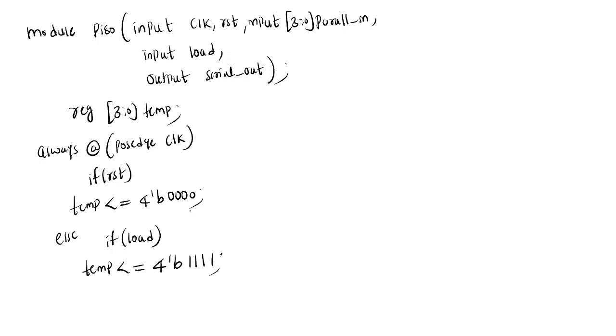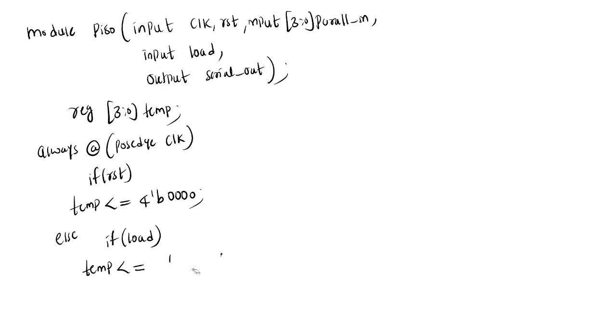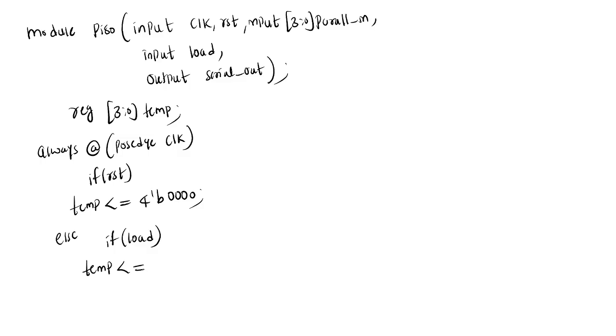If load equal to 1, I need to load with parallel data. What is the parallel data? I need to load with parallel_in. So that is a 4-bit data. Temp is initialized with parallel_in. And else if, when load equal to 0, I am using a relational operator.